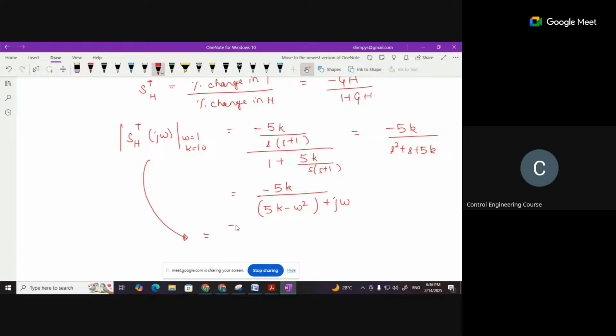I'll get 50 divided by 50 minus 1 whole square plus 1 square, right? I've just done the shortcut path. Okay. Is it okay? And now calculate the value. How much are you getting?